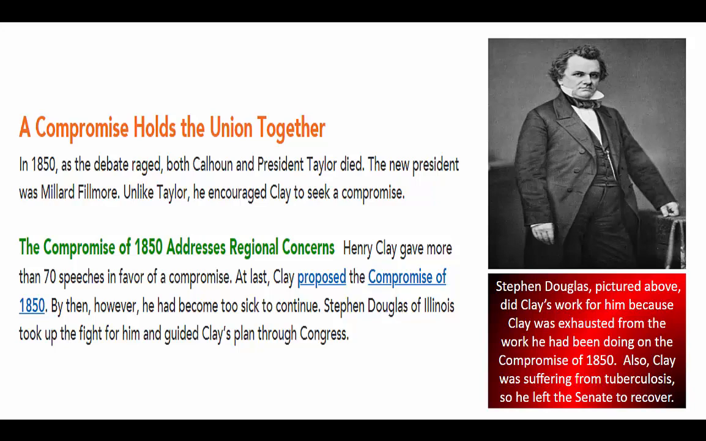In 1850, as the debate raged, both Calhoun and President Taylor died. The new president was Millard Fillmore. Unlike Taylor, he encouraged Clay to seek a compromise. The Compromise of 1850 addresses regional concerns. Henry Clay gave more than 70 speeches in favor of compromise.